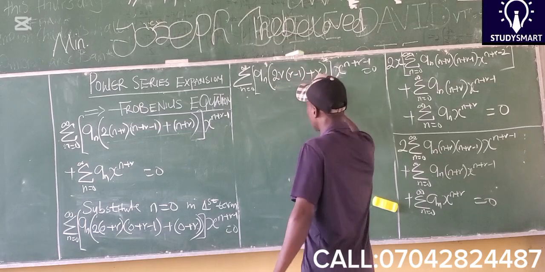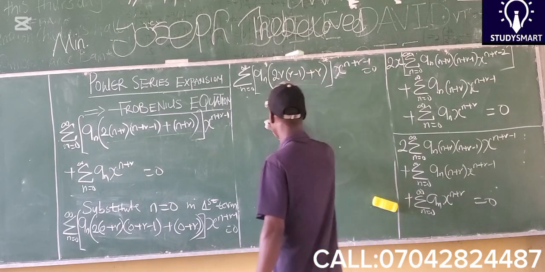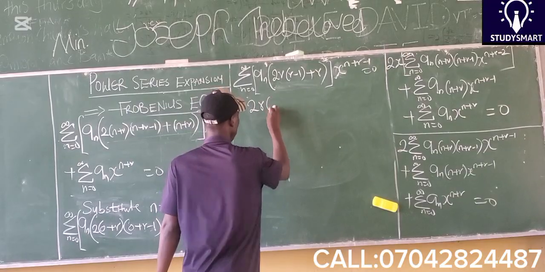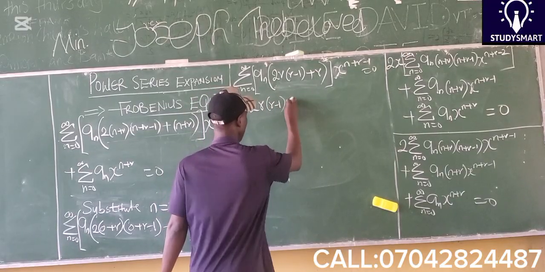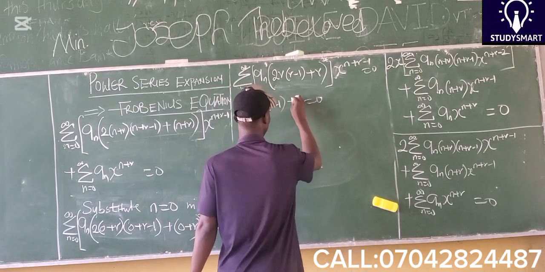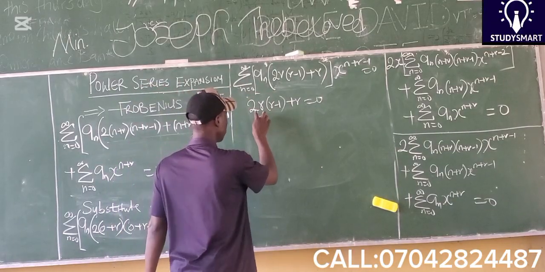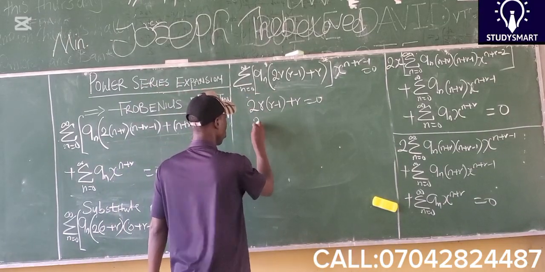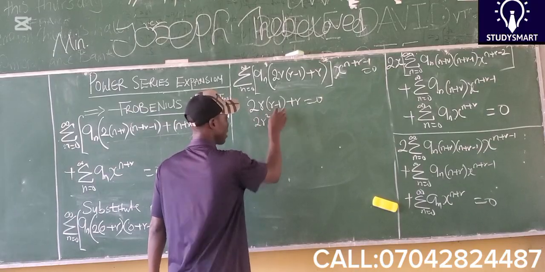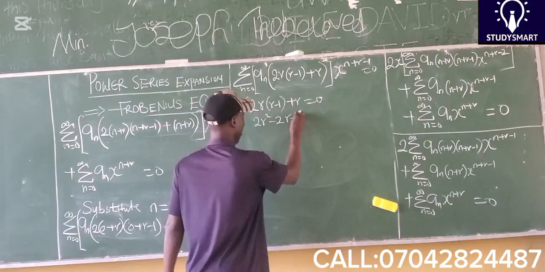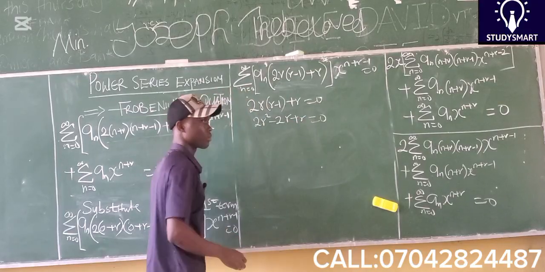So we are going to pick out this point to bring it outside. If we bring it outside, we are going to be having 2r into r minus 1 plus r equated to 0. Alright, equated to 0. Then 2r times r gives you what? 2r squared. 2r times minus 1 gives you what? Minus 2r. Then I have plus r equal to 0.